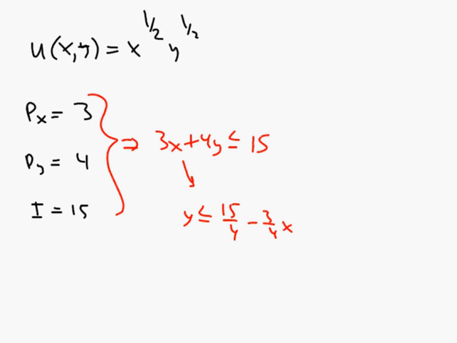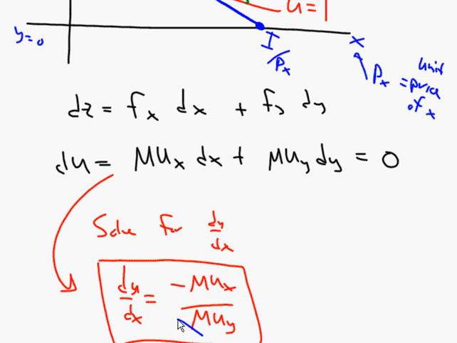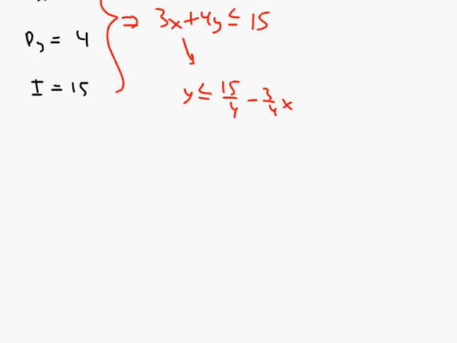Now, what do we know? Well, based on the picture we had, we know we're looking for the point where the slope of the budget constraint is equal to the slope of the tangent of the utility curve. And we already know how to get the slope of the tangent to the utility curve right here. So all we've got to do is go find that. Let's do a little bit of work here and see what we have.